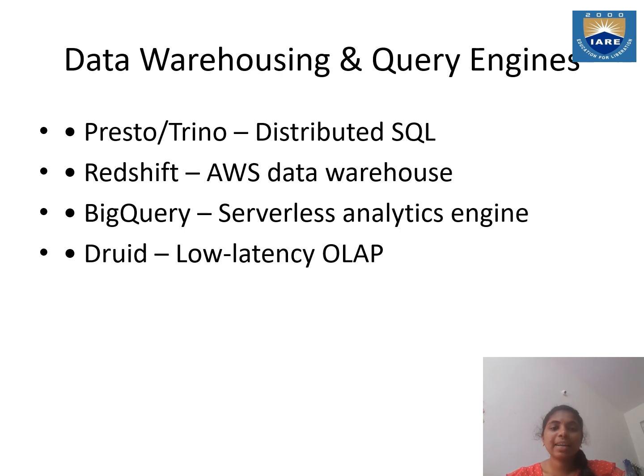Data warehousing and query engines. Presto and Trino, distributed SQL. These are the data warehousing and query engines of distributed SQL. Redshift is the AWS data warehouse. BigQuery is the serverless analytics engine. Druid is for low latency online analytical processing.